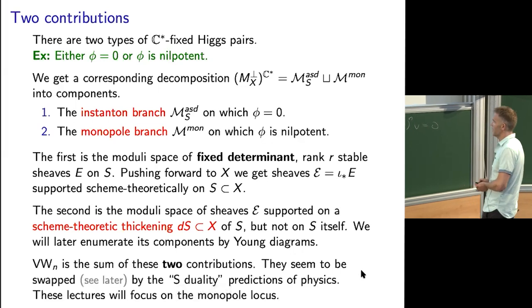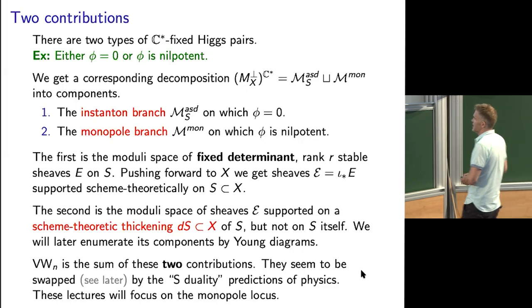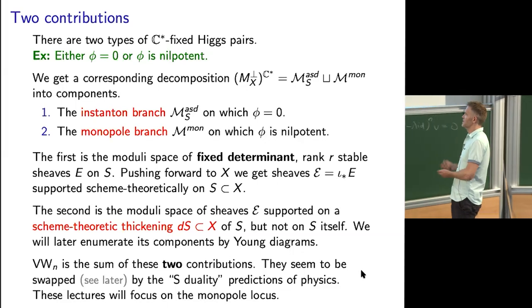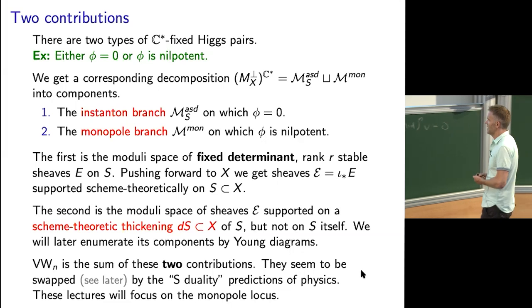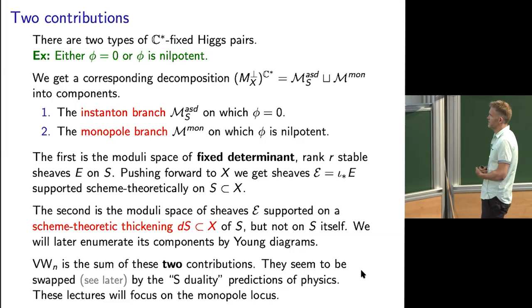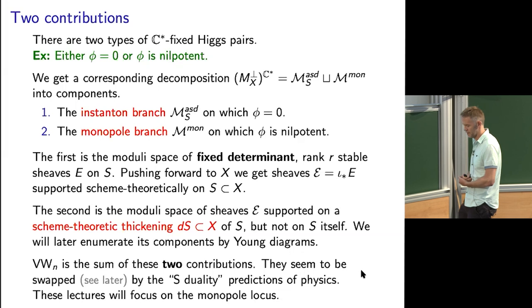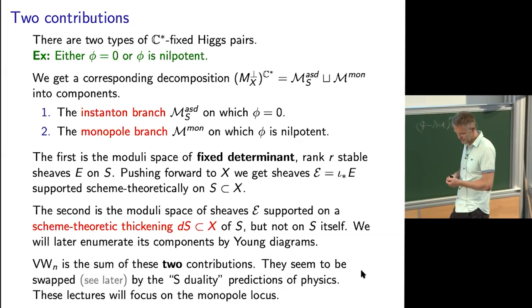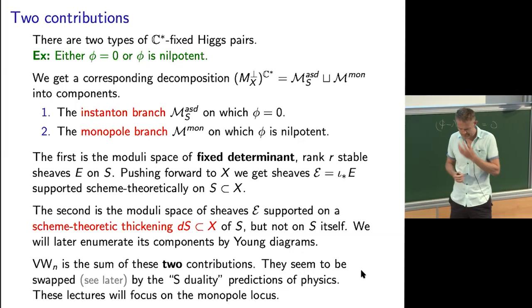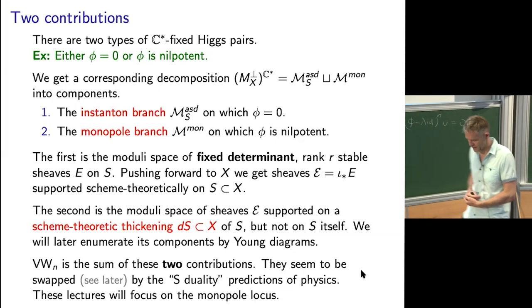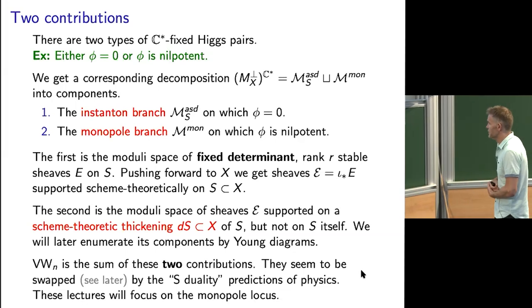So the Vafa-Witten invariants are a sum of these two contributions, and they seem to be swapped in a certain sense by the S-duality predictions of physics. Or this is some non-abelian version of electromagnetic duality. Those are just words, some kind of jargon that I heard.